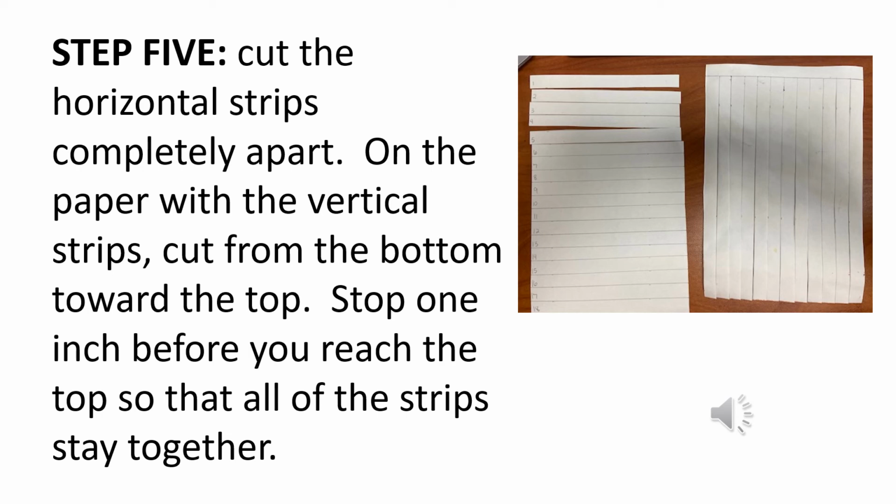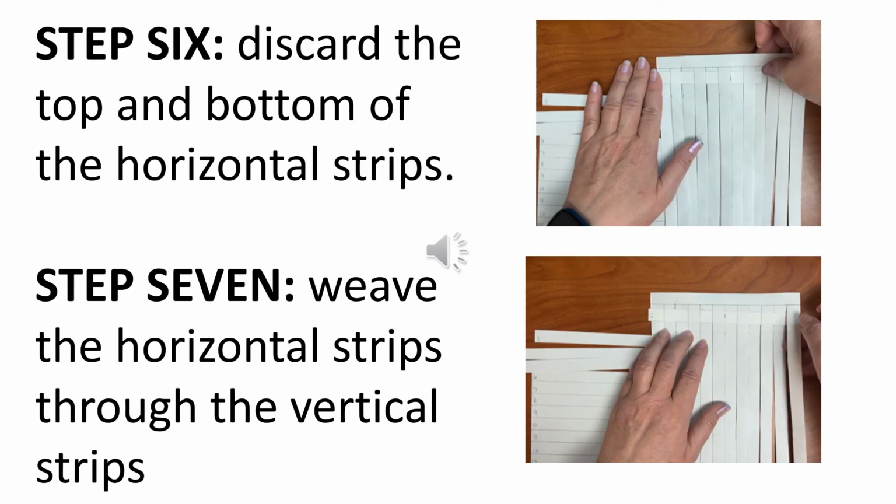That way, if you don't finish the weaving before you leave class for the day, it would be a lot easier to keep up with those. We are going to discard or not use the number 1 strip on the horizontal page and the last strip on the horizontal page. We won't be using the top and bottom of the horizontal strips. So on step 6, you can get rid of the number 1 strip that goes horizontal and the last strip, whatever number that is.